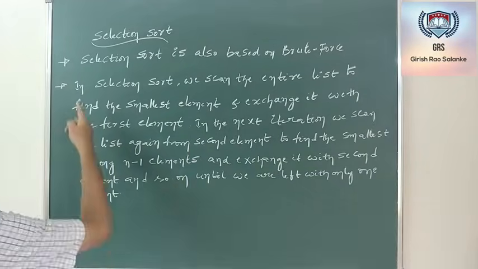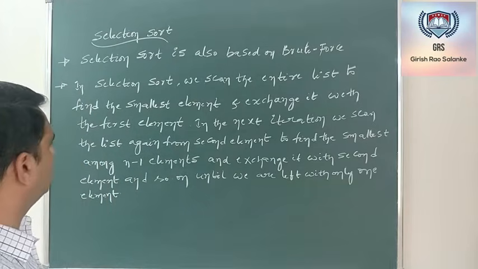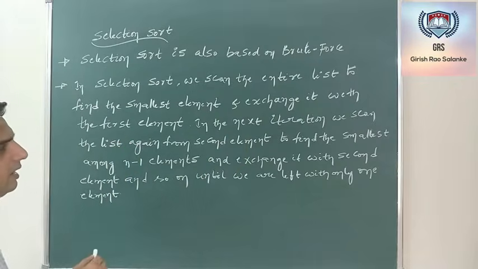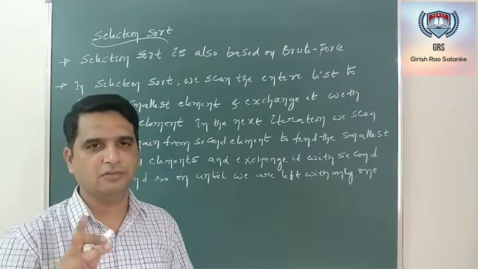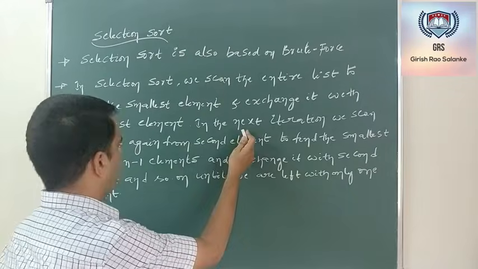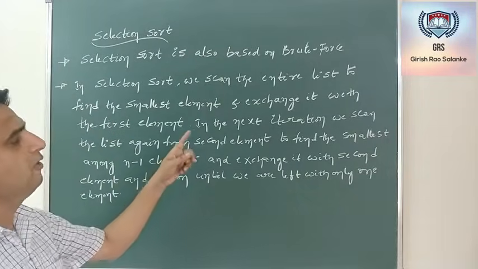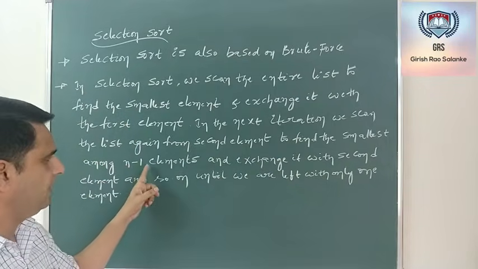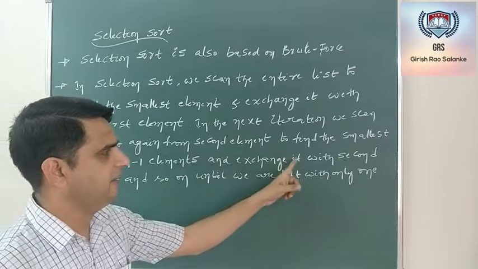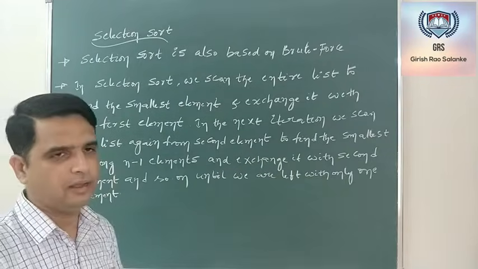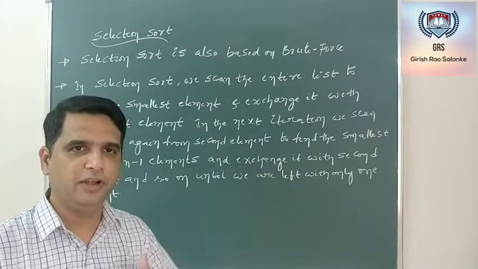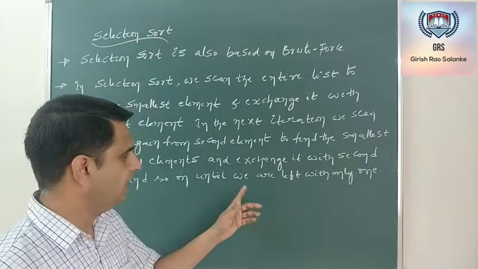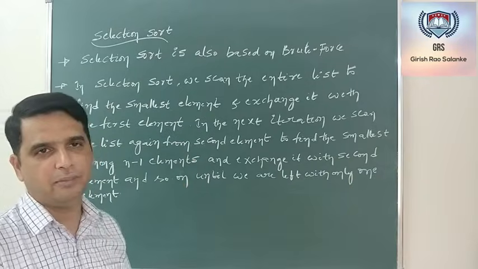In selection sort, we scan the entire list to find the smallest element and exchange it with the first element. This is what we do in the first iteration. In the next iteration, we scan the list again from the second element to find the smallest among the remaining n-1 elements and exchange it with the second element, and so on. We do the same procedure for all the remaining iterations until we are left with only one element.